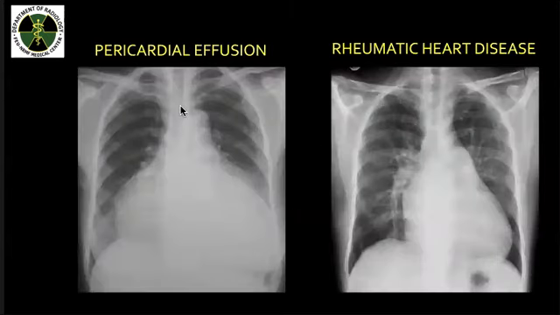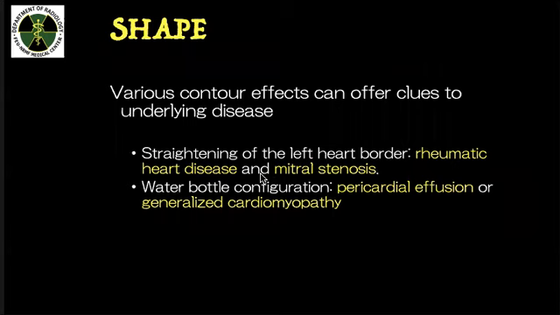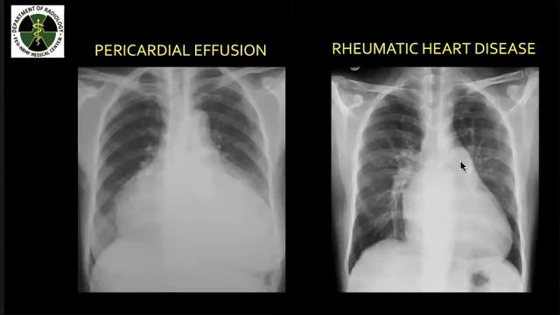So here's an example of pericardial effusion, with a water bottle appearance. There is effusion, or fluid, in the pericardial space. So this is how pericardial effusion looks: an enlarged heart with fluid in the pericardial space. And then in this one, there is straightening of the left heart border, as you can see here. So it may indicate rheumatic heart disease.